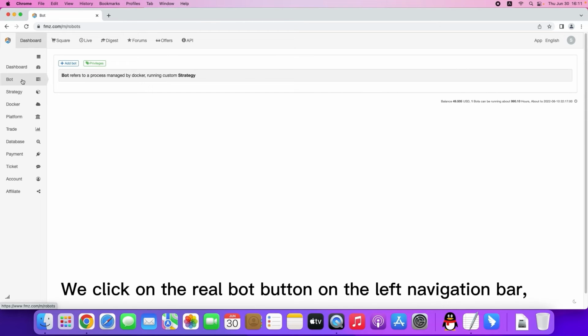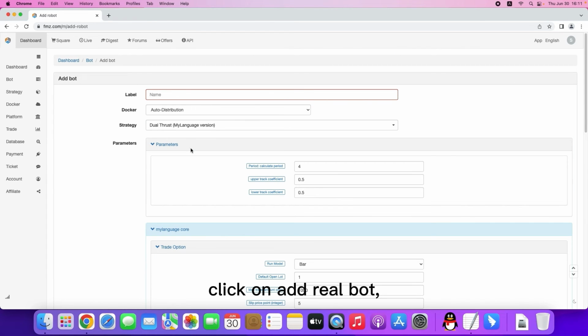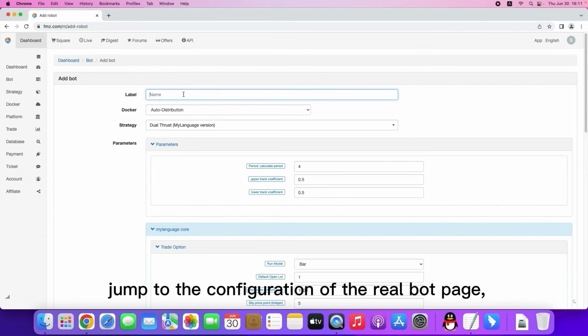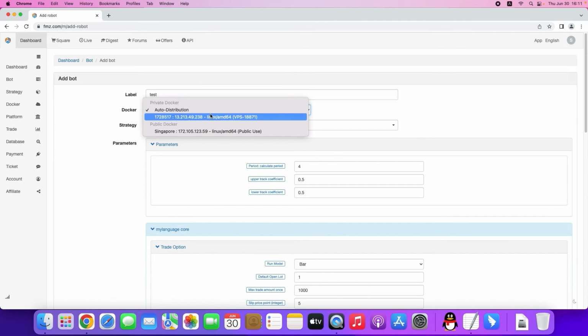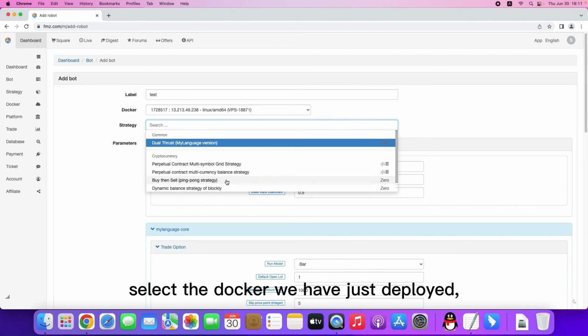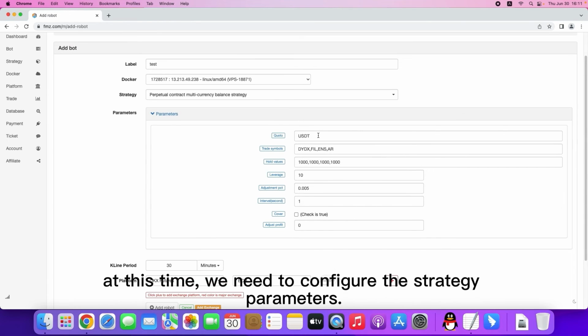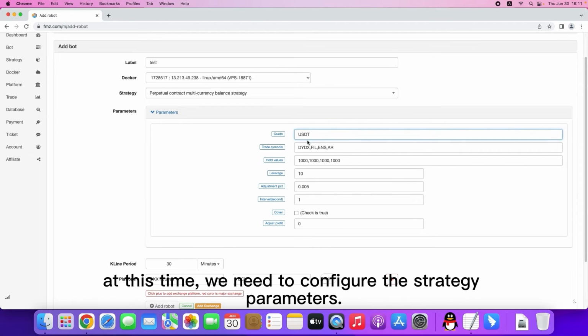We click on the Realbot button on the left navigation bar and jump to the Realbot creation page. Click on Add Realbot to jump to the Realbot configuration page. We name the Realbot Test, select the Docker we have just deployed, and then select the Perpetual contract multi-species balance strategy. At this time, we need to configure the strategy parameters.